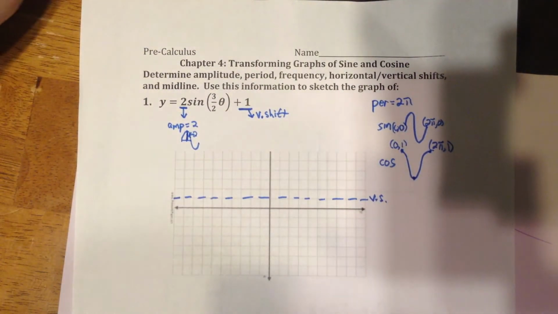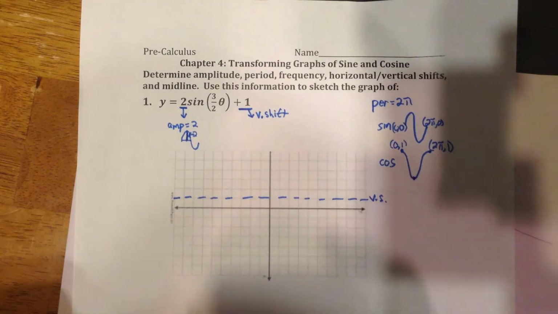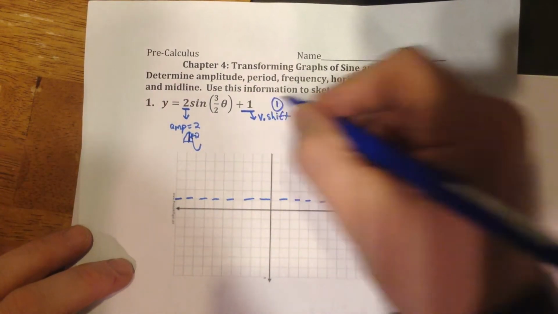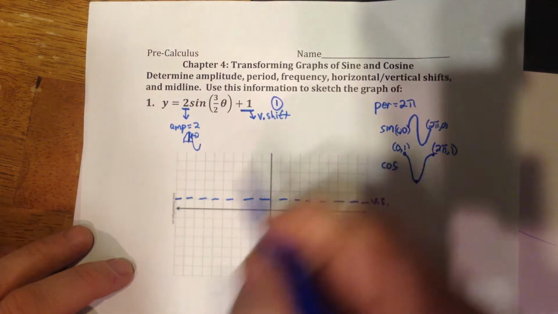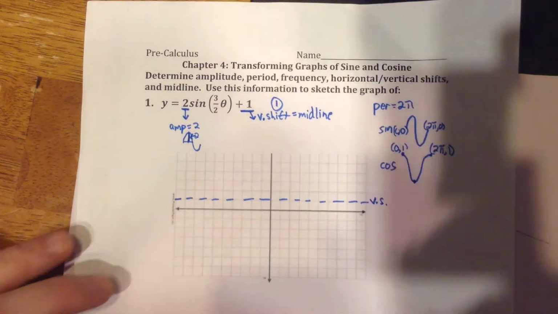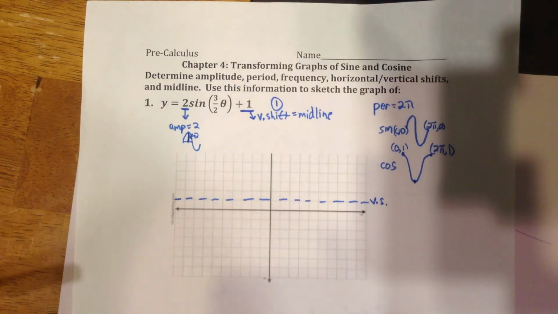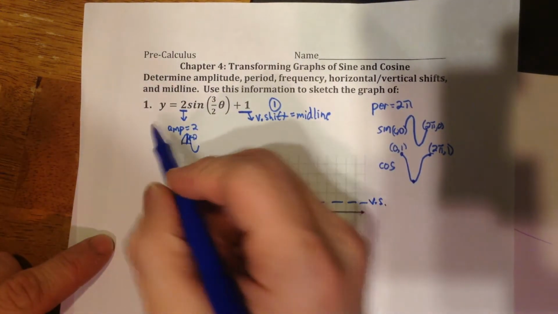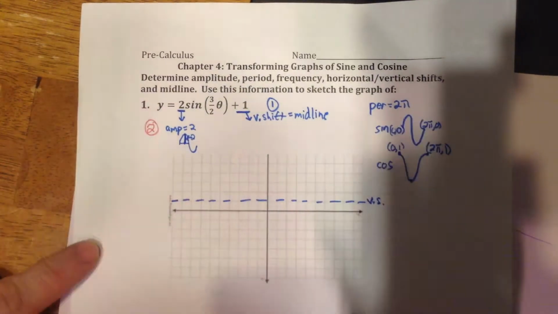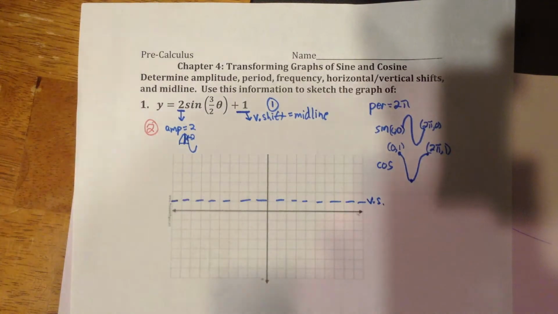The second thing you want to do is use the amplitude. So I'm going to kind of number this. Step 1, identify vertical shift, draw midline. I call it midline, you call it whatever you want, but it's the line in the middle of this whole graph. Step 2 is amplitude. Color code it. Use the amplitude to draw a top and a bottom of the graph.